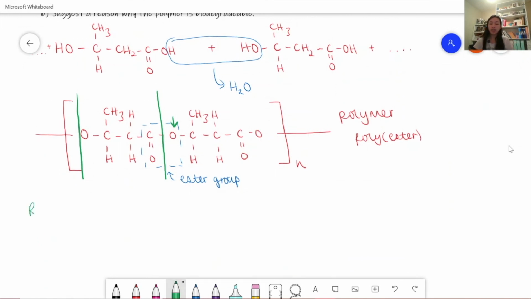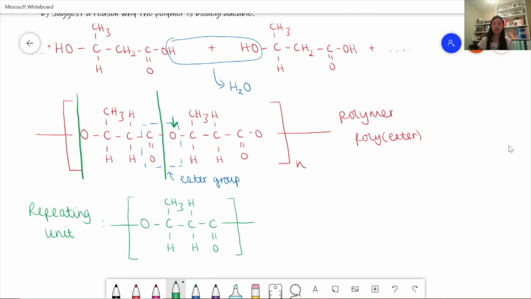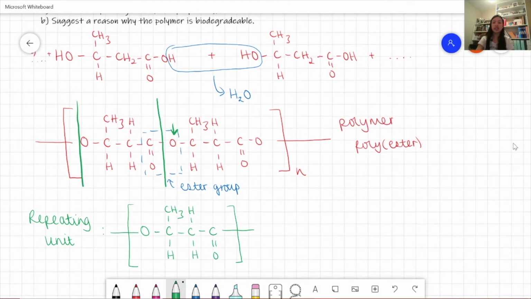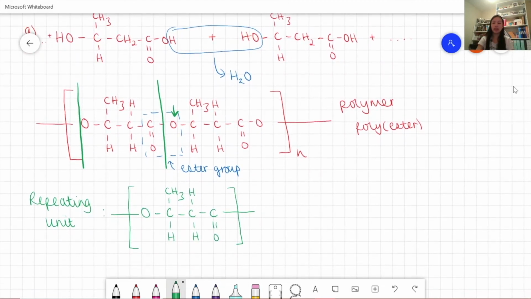So we have the repeating unit is oxygen, carbon with a methyl group, and then a hydrogen, carbon with 2 hydrogens, and then we have this C double bond O, and then we have to draw the trailing bonds again, and so this is our repeating unit. And then for B, suggest a reason why the polymer is biodegradable.